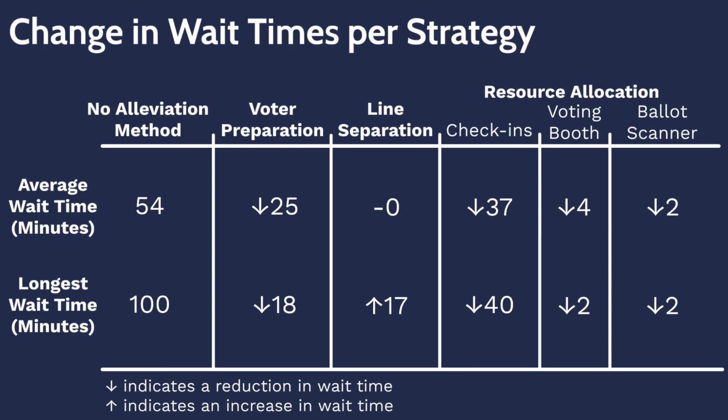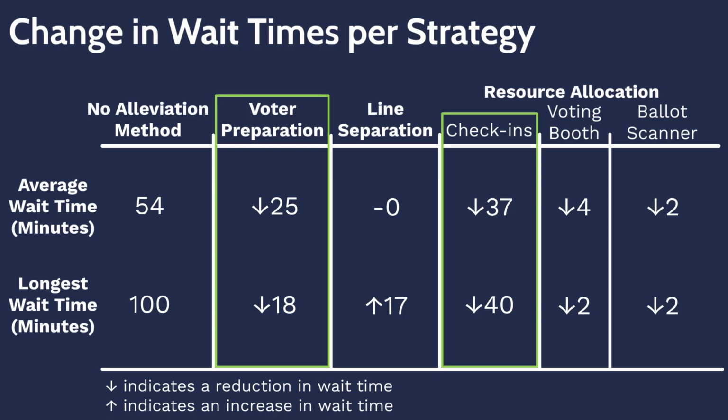Through a comparison of these methods, it is clear that both preparing voters and the allocation of an additional check-in have a measurable effect on both average and longest voter wait time. Between these methods, the allocation of an extra check-in reduces average wait time and reduces the longest wait time more than the voter preparation method.